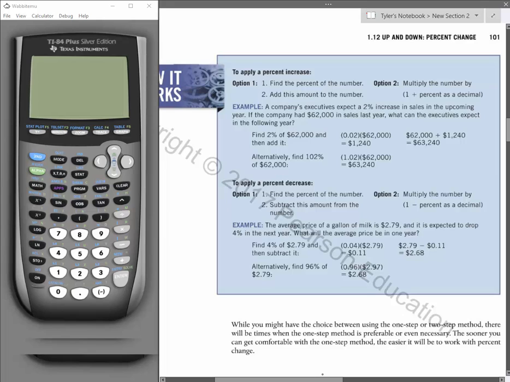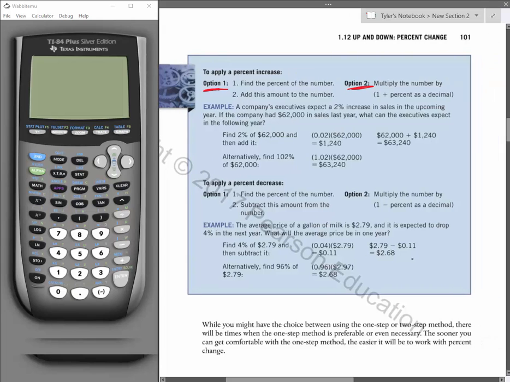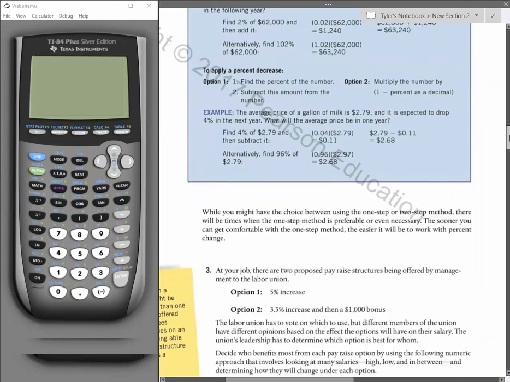Then this next part is saying how it works, and again, this is just more of a textbook thing. It's telling us that to apply a percent change, we can use one of two methods. Option 1 is known as the two-step method, and option 2 is referred to as the one-step method, using a multiplier. You can read over that, and there are some examples to look over as well. So that's for increase and decrease.